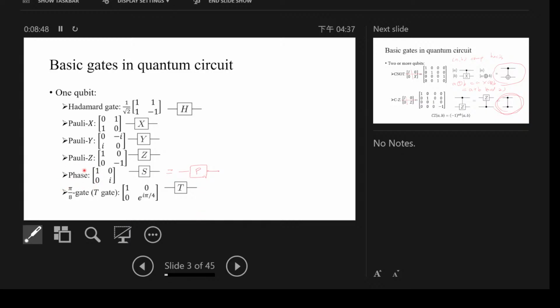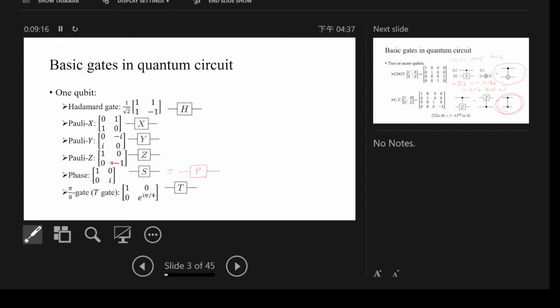Okay, so phase gate is basically the square root of the Z gate. So this is the 1, 0, 0, i matrix, the phase gate. In a textbook it is written as S here, but sometimes people also call it P gate. So it's a square with P inside, and it's just P for phase. Okay, so this is the S gate, and then there is also the T gate.